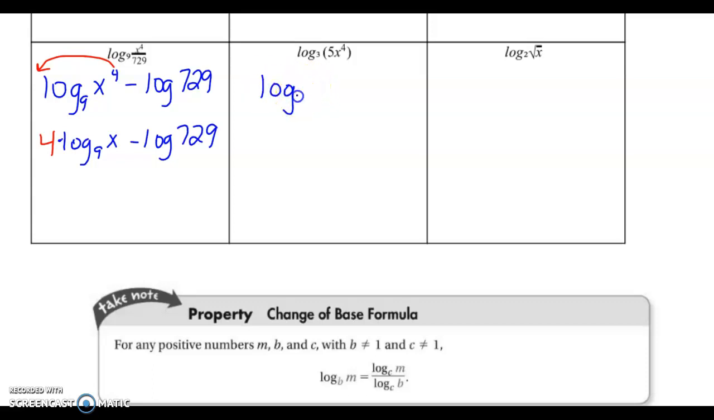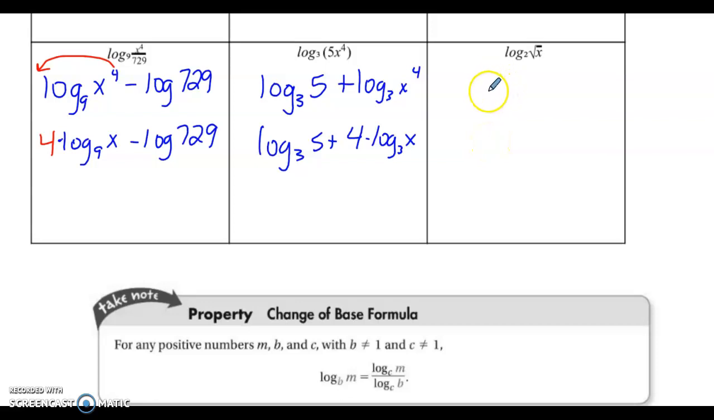Okay, another one similar to that, logarithm base 3 of 5 plus logarithm base 3 of x to the 4th, and then bring that 4 out front. Okay, and then finally, how do I write a square root as an exponent? We did this back in chapter 6. X to the 1/2. Remember, square root of x is x to the 1/2. So now I can bring that 1/2 out front.